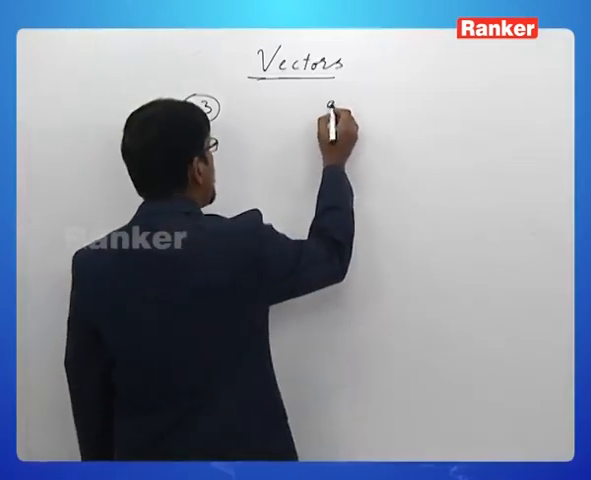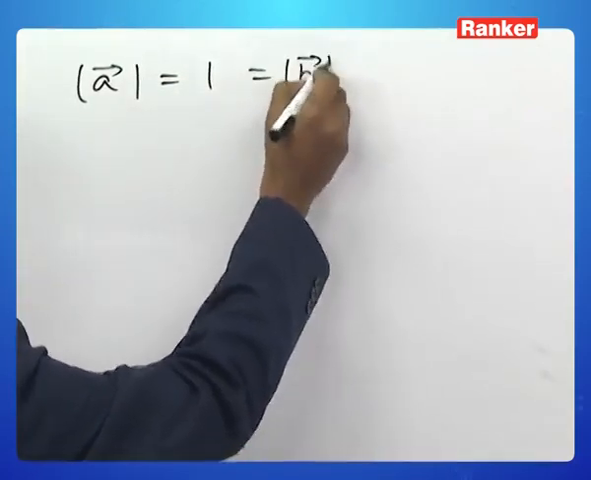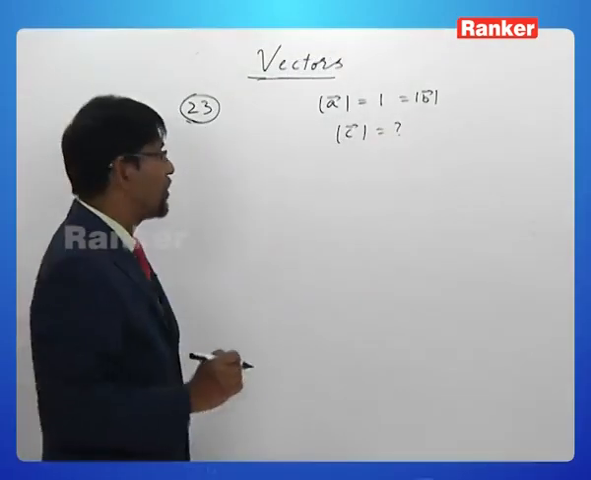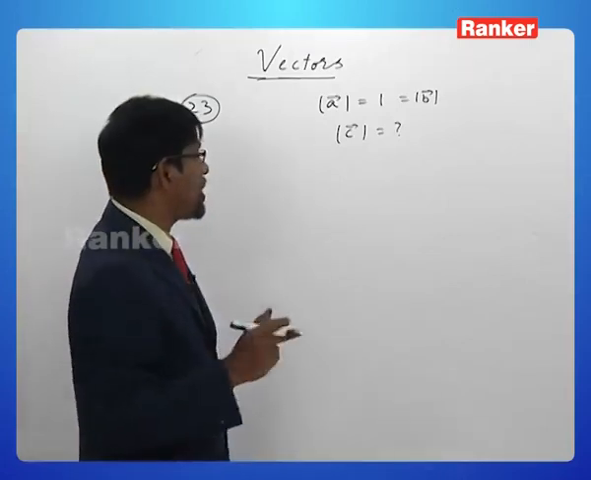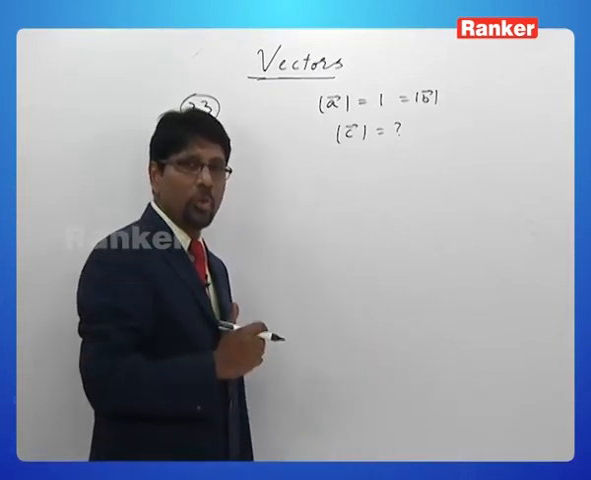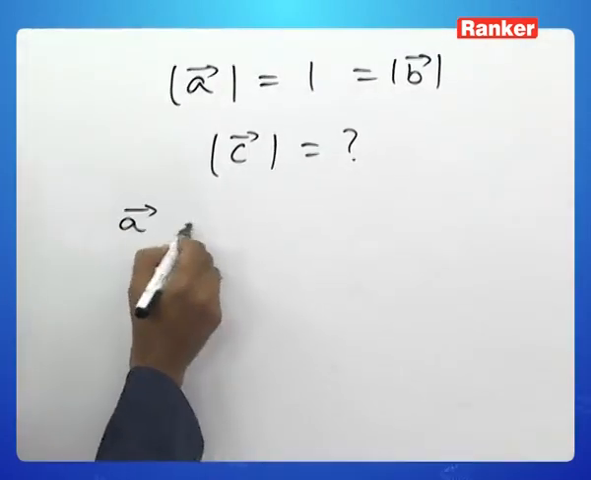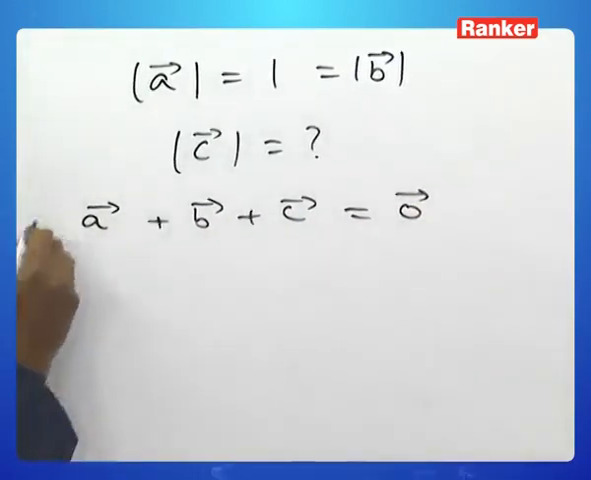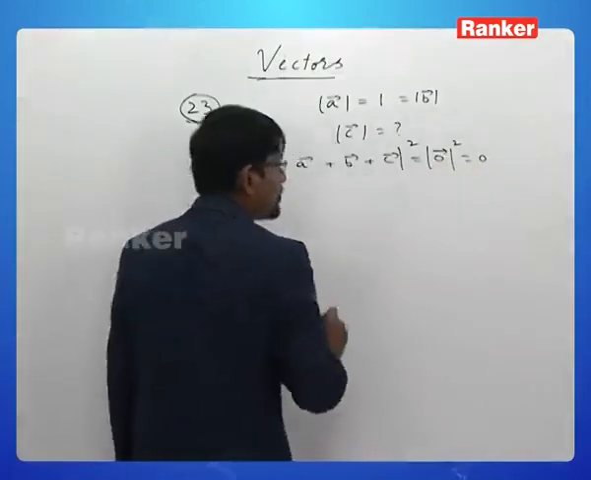Now let us assume, out of a, b, c, magnitude of a and magnitude of b are both equal to 1. We have to find out the magnitude of c. He says 2 of the 3 vectors are unit vectors, so let's assume without loss of generality that magnitude of a and magnitude of b are both equal to 1. Now something is given about a bar plus b bar plus c bar. It's a null vector, so the magnitude of that also has to be 0. The square of it has to be 0.